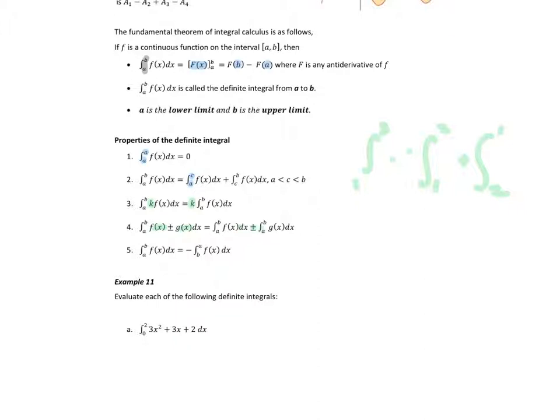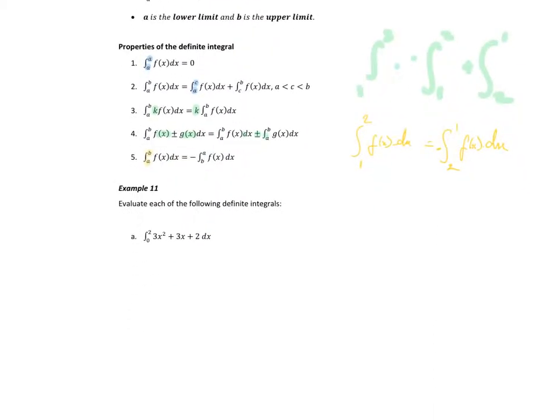Another really nice one: if I'm working out the integral from 1 to 2 of f of x dx, that's the same as working out the negative of the integral from 2 to 1, swapping those endpoints around. All right, so let's just do a couple of routine problems, and then in the next exercise we'll talk about how it applies specifically to evaluating areas.